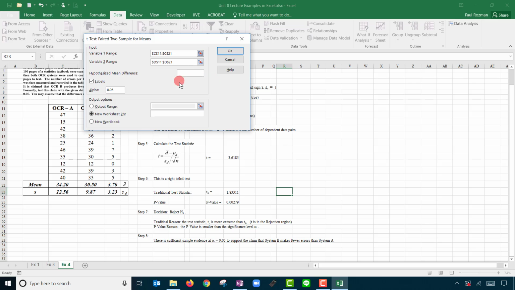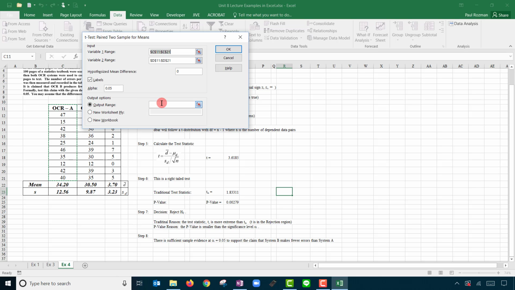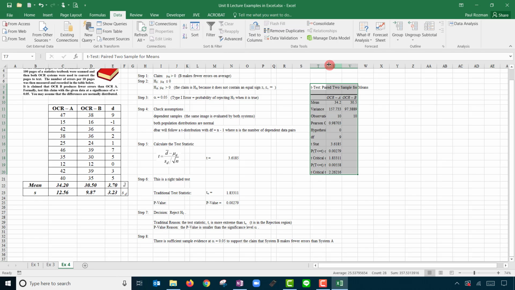And the null hypothesis was that there was no difference, or it was greater than or equal to 0 or less than or equal to 0. I can't remember, but the number was 0. So you have to put that in for our hypothesized difference. We want to do alpha as 0.05. And how about we just put our answer over on the side here and see what it gives us.